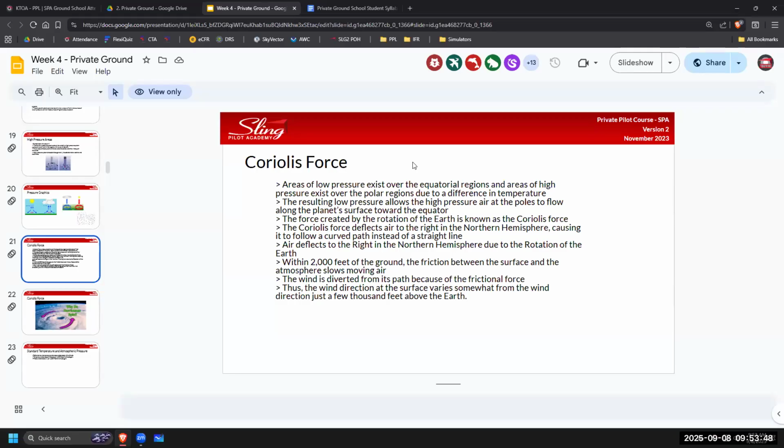So we know the Earth rotates on its axis. It's rotating around the sun, but it's also spinning on its own axis. The force created by the rotation of the Earth is what creates the Coriolis force. In the circulation patterns, the air is being deflected to the right in the northern hemisphere. I think there's a video that will explain it better, but I'll try to explain it with words before you watch the video.